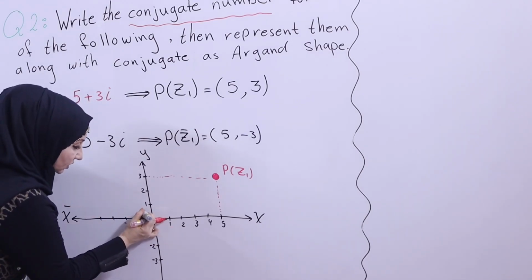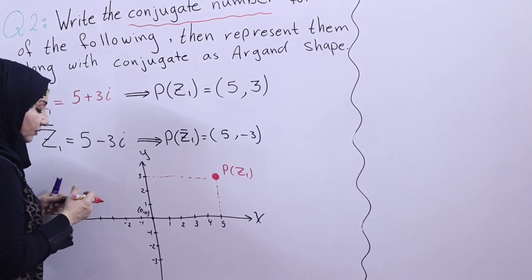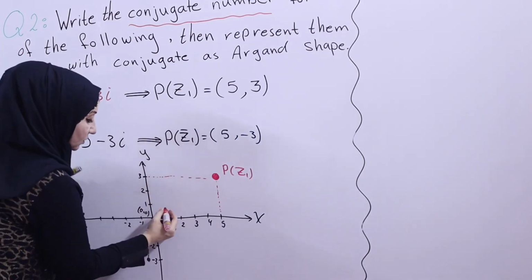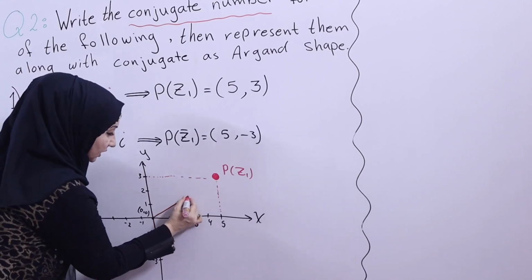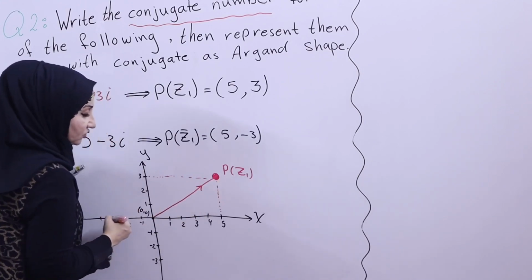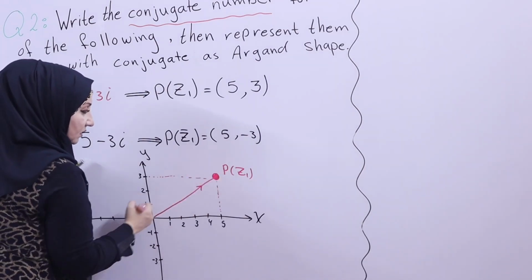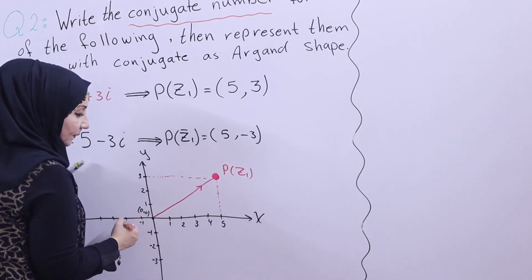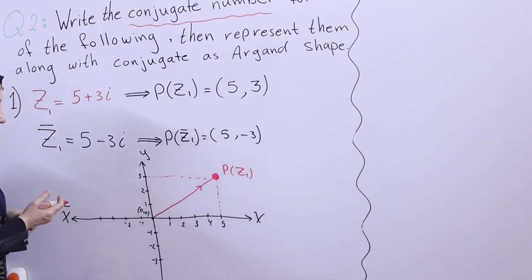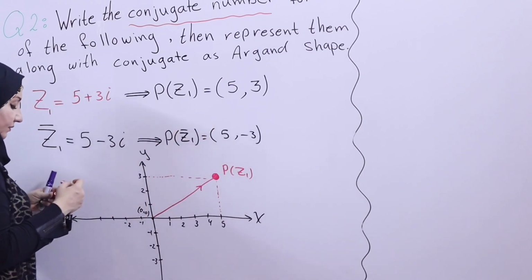So now we can draw the Argand shape. This is the origin 0, 0. And now we connect the origin and the point of Z1. So we get the Argand shape which represents the vector OP of Z1. This is the Argand shape for the complex number.